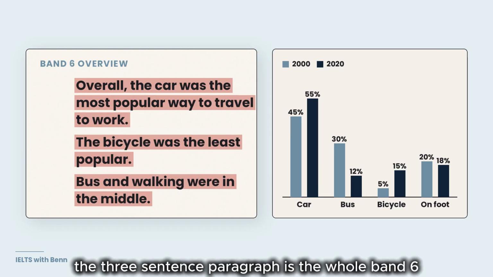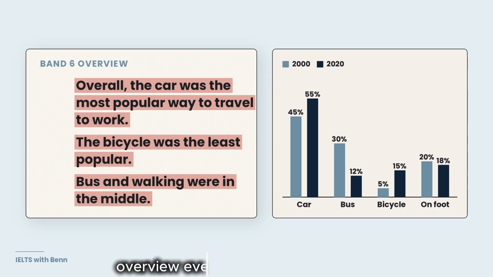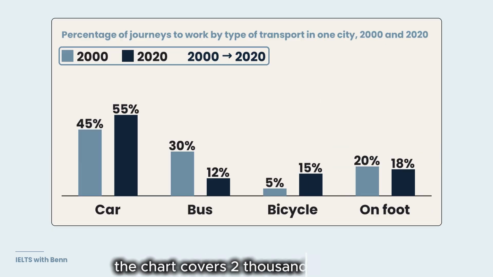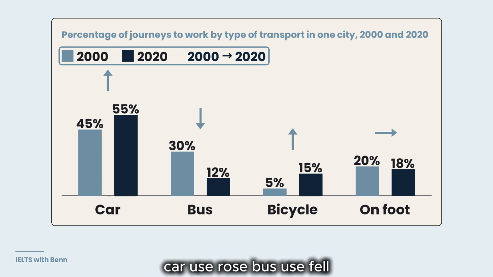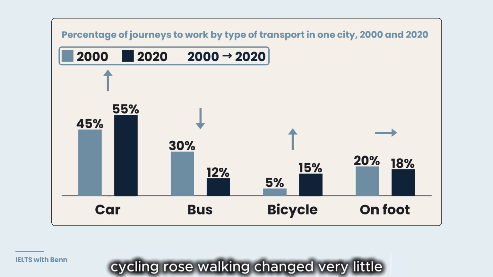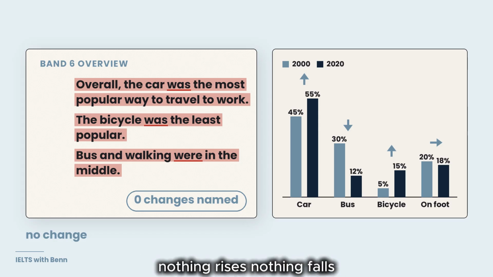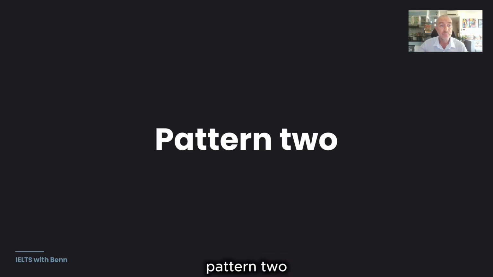The 3-sentence paragraph is the whole Band 6 overview. Every sentence gives a rank. Car first, bicycle last, bus and walking in the middle. The chart covers 2000 and 2020. Car use rose, bus use fell, cycling rose, walking changed very little. The overview names 0 changes. The only verbs are was and were. Nothing rises, nothing falls.